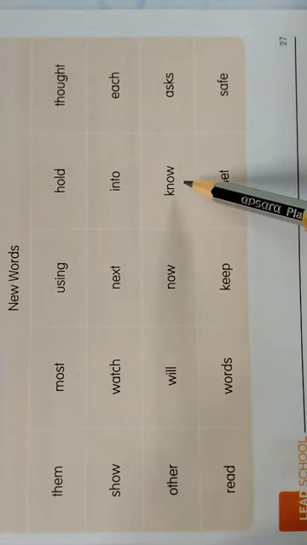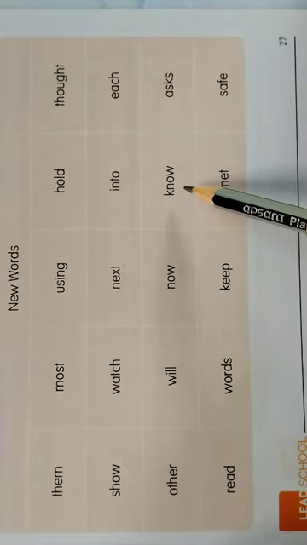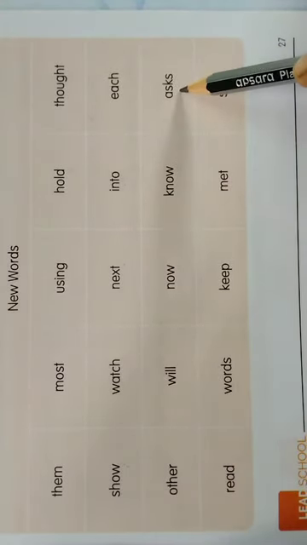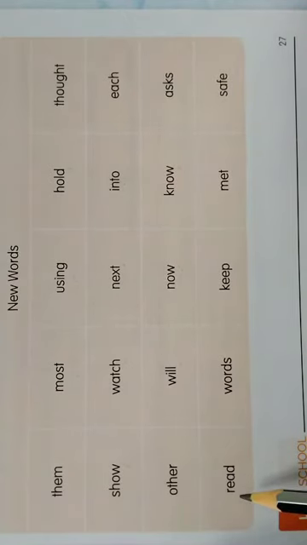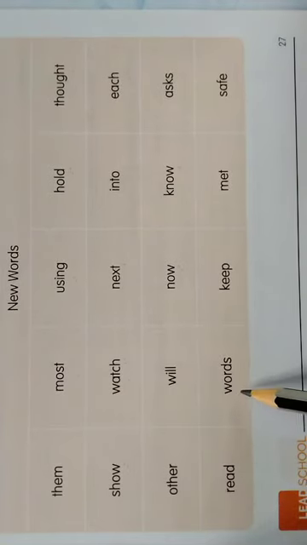No, no. Just look at the word and then say the word loudly. No. Asks, asks. Repeat it again. Asks. Look at the next word, ma. Read, read. Say along with me. Read. Words, words.